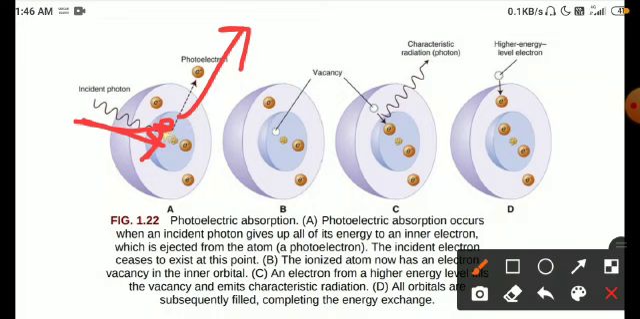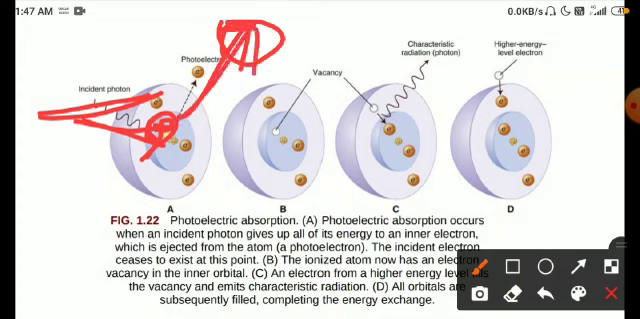The whole photon energy is released in the form of kinetic energy of the electron, and some of the energy is used by the electron to release itself from the orbital, which is the binding energy. So the kinetic energy of the photoelectron is equal to the incident photon energy minus the binding energy, and it gains the kinetic energy and goes out of the atom.